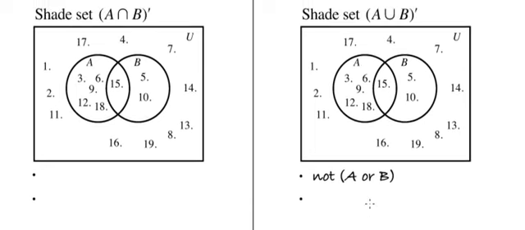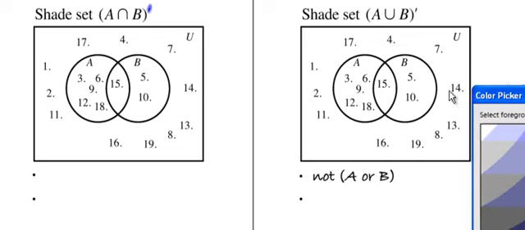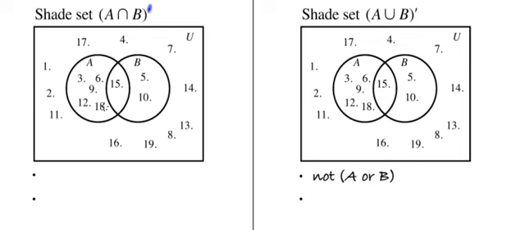Okay, so shade set A and B prime. So you remember what happens when you have a negation like this on the outside? This means figure out what this group is, and then the prime says, okay, not those people, everyone but. So I'll do it like this. I'll switch colors for a moment. Okay. We'll find out who this A and B group is, and then we'll identify everyone outside it.